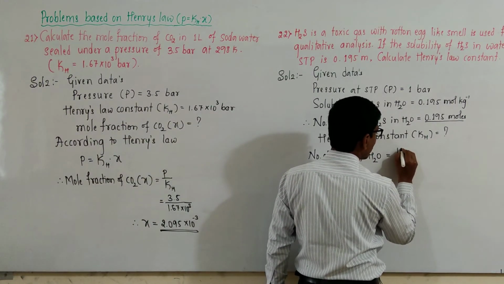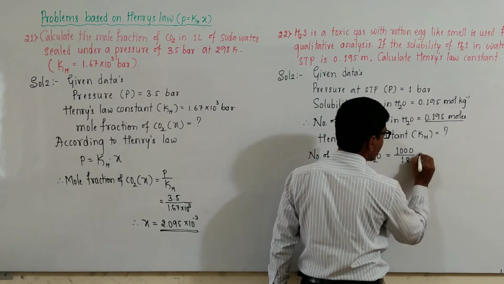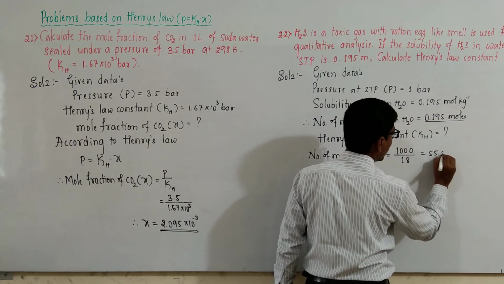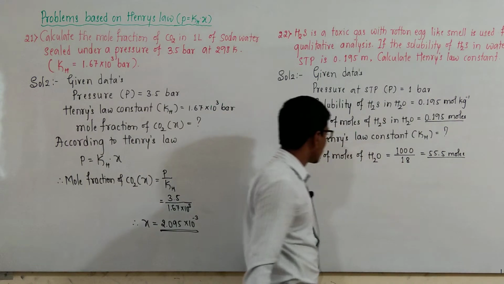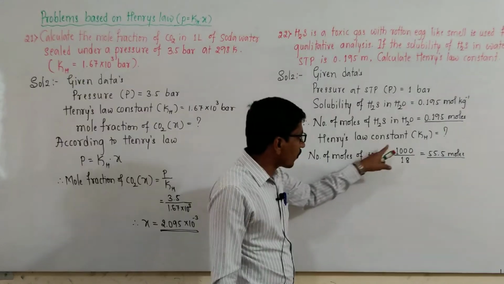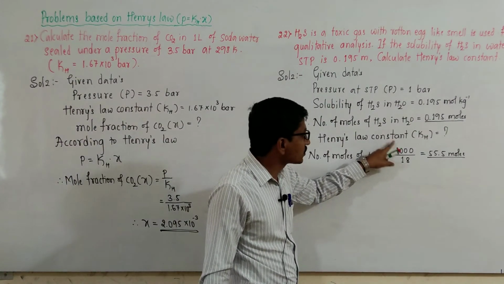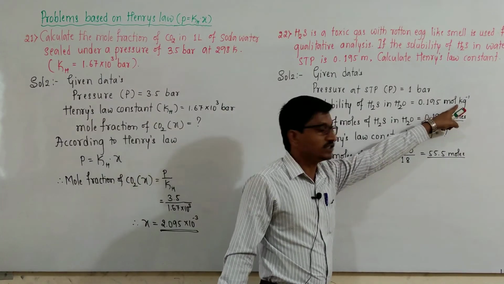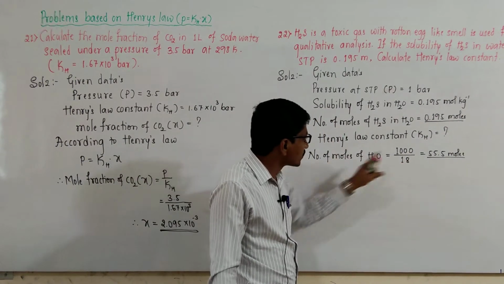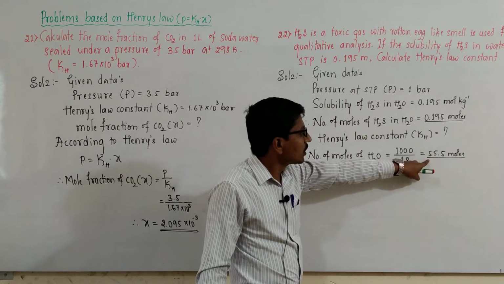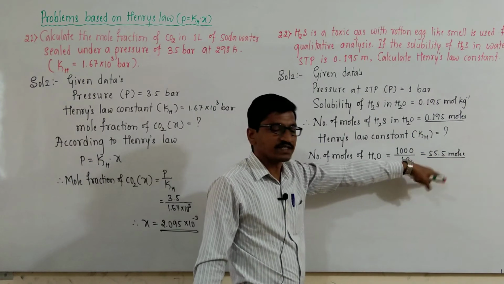That is equal to 1000 gram divided by molar mass 18. This is equal to 55.5 moles. The number of moles of water is calculated from W by mW. The mass of solvent is 1 kg, and the molar mass of water is 18, so the number of moles of water is known, 55.5 or 55.555, that is 56 we can take.